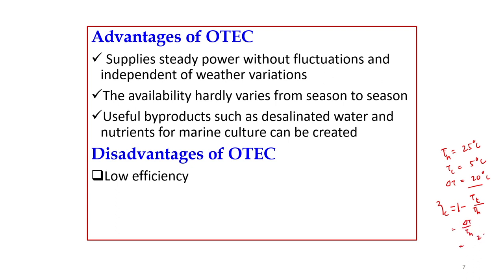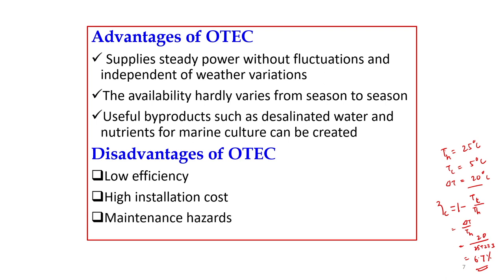So delta T will be 20, and here TH will be 25 plus 273. So if we calculate it, it will be something like 6.7%, which is very, very less. So that's how it has low efficiency, high installation cost, and then maintenance hazard.